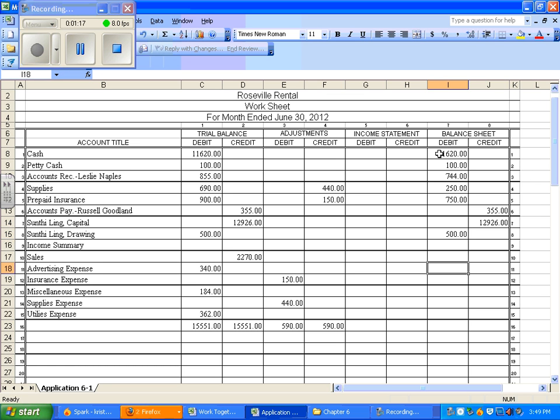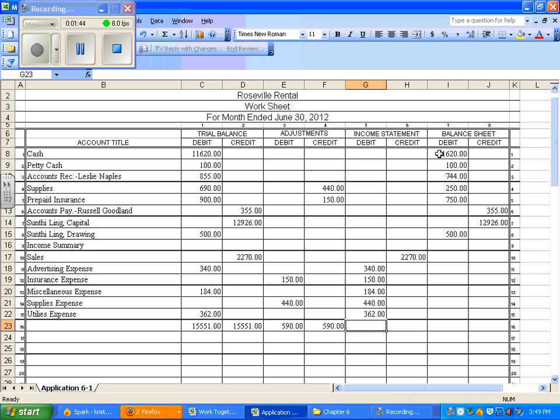And then you're going to pull sales and your expenses over to the income statement. Now, your insurance expense, you started with nothing and you pulled over a $150 debit, so you're going to put in a $150 debit. Supplies expense, same thing. You started with the zero balance, but you adjusted it with a $440 debit, so you're going to put a $440 debit.